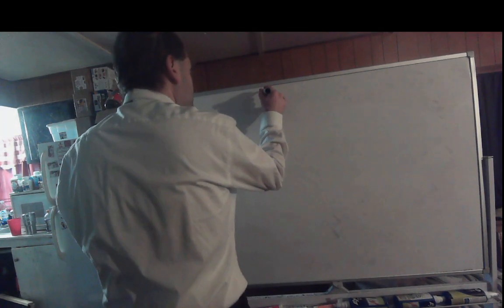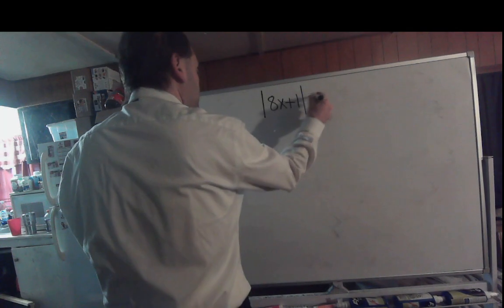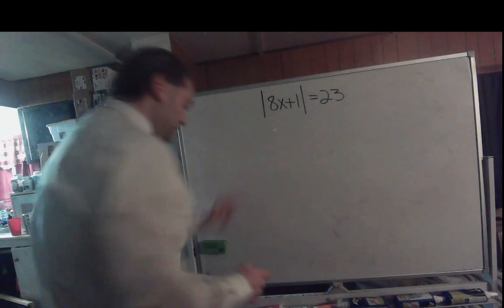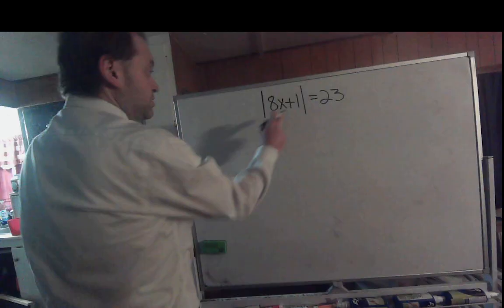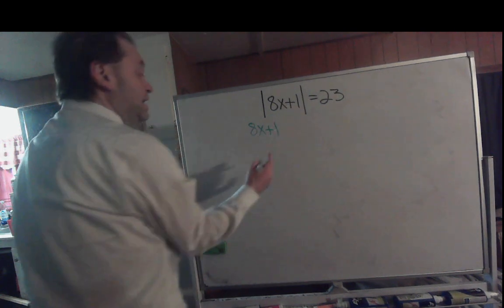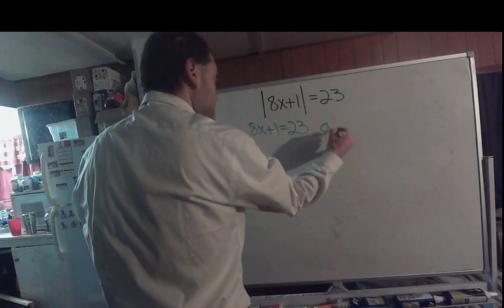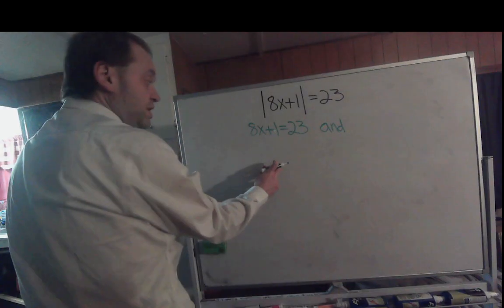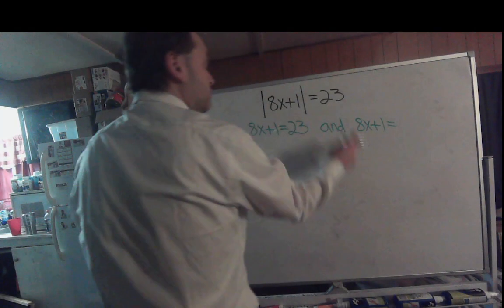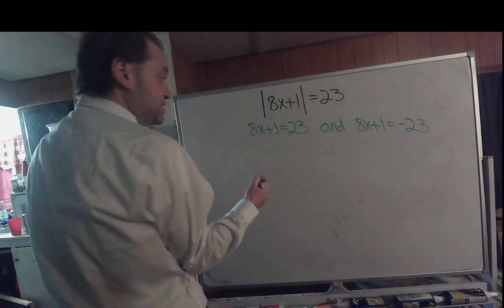We have the absolute value of 8x plus 1 equals 23. So we're given the absolute value of 8x plus 1 equals 23. So take your 8x plus 1, set that equal to 23, and then you'll end up taking that 8x plus 1, you'll set that equal to the negative of 23. So then solve for x on each of these separately.